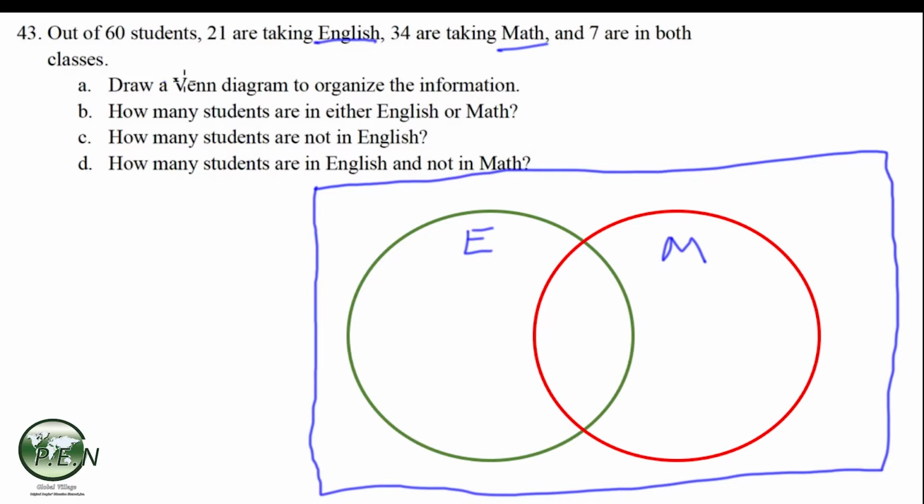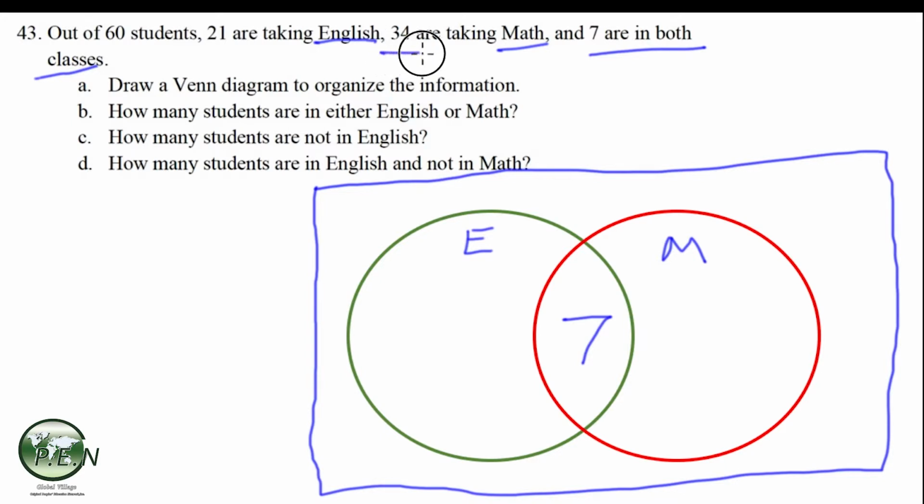And again, as we work these, where we want to start is from the inside out, work from the middle out. The middle is going to be the region that contains the students who are taking both classes. So that's the first thing we look for. There are 7 in both classes. So that means that there's 7 students represented in this region. They're taking math and English.